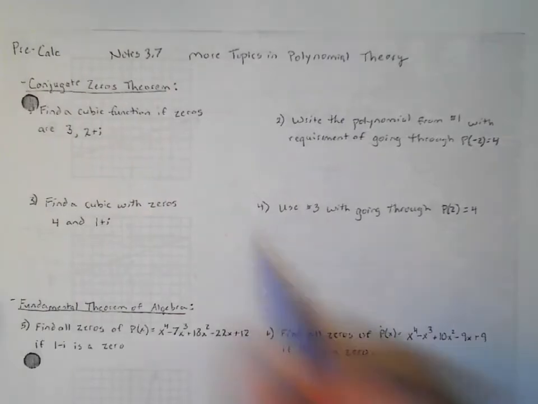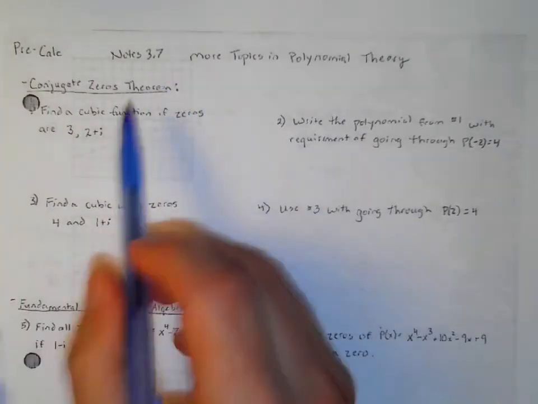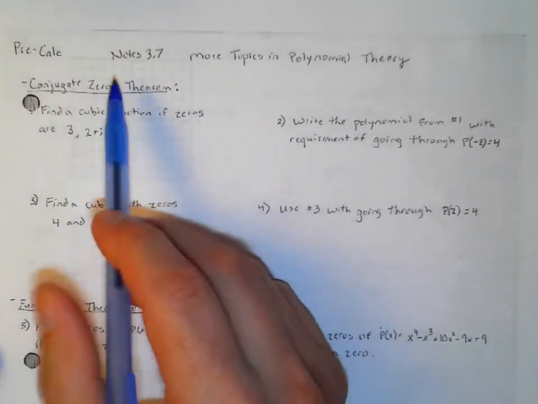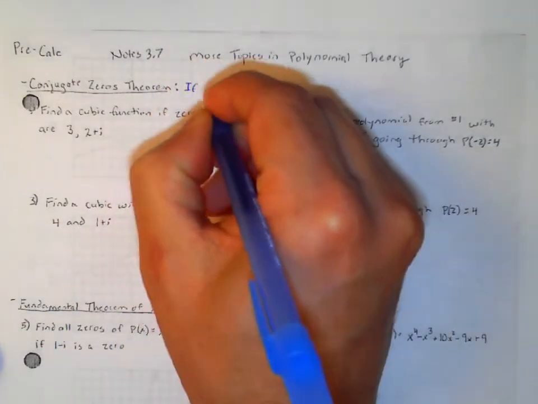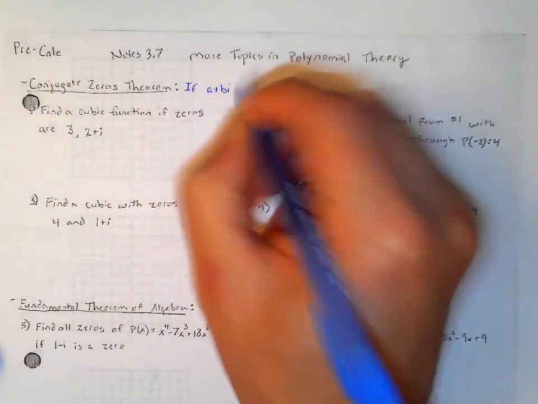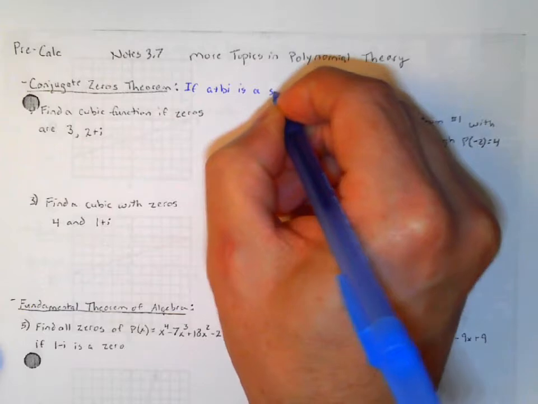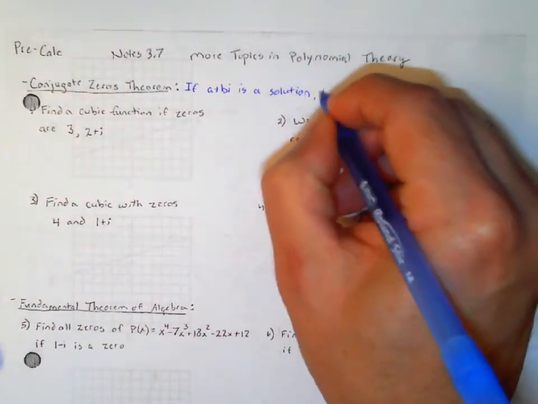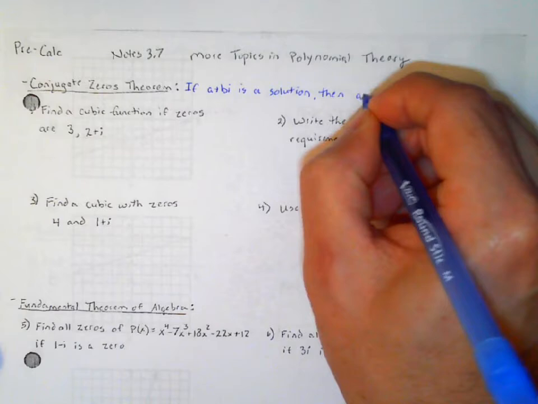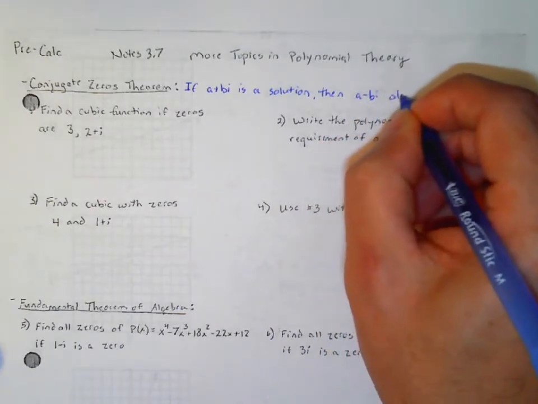These are notes 3.7. The first one we've kind of talked about already. The conjugate zeros theorem basically says if a plus bi is a solution, then I know there has to be a different one. The conjugate of it, a minus bi, also is a solution.